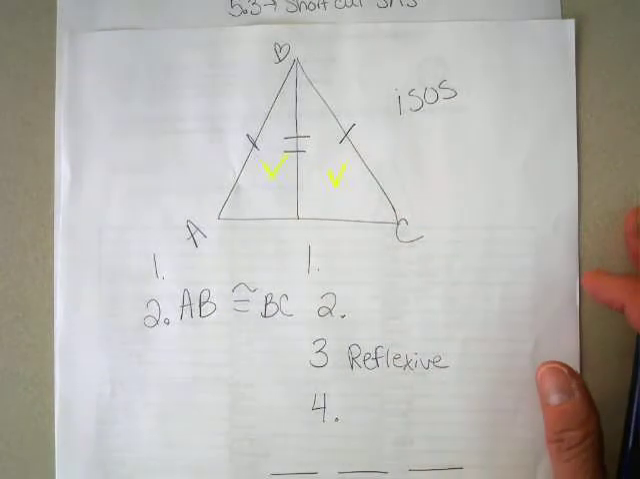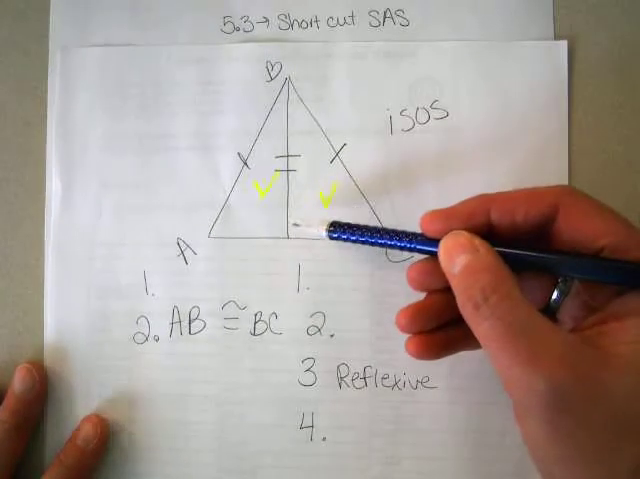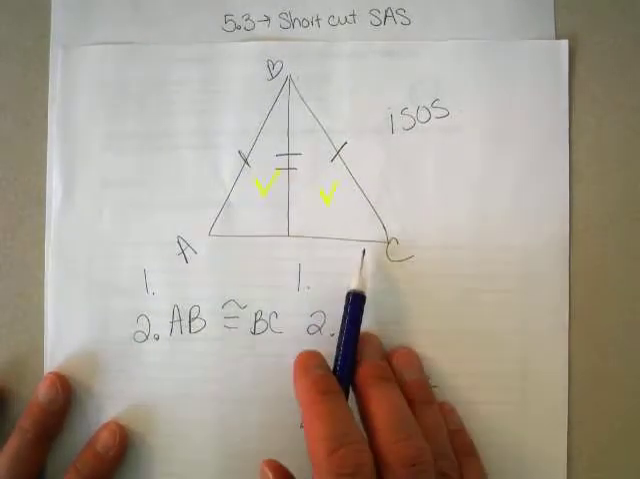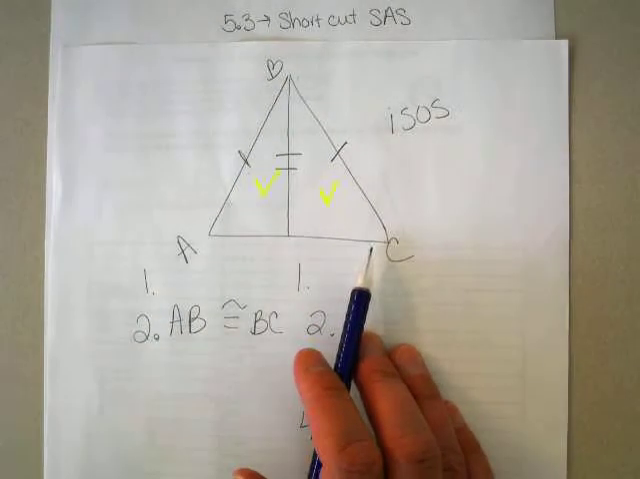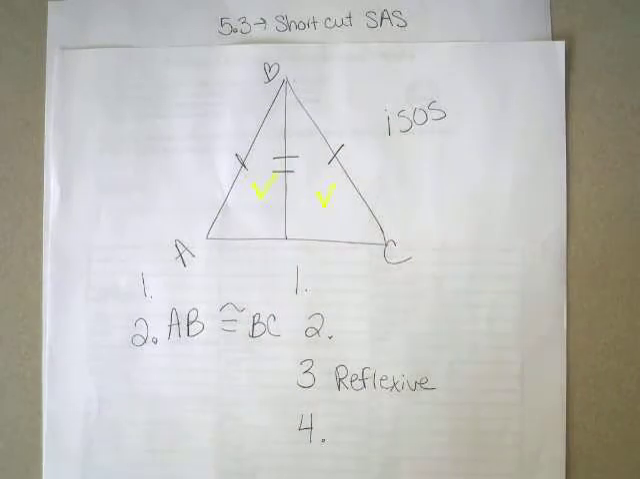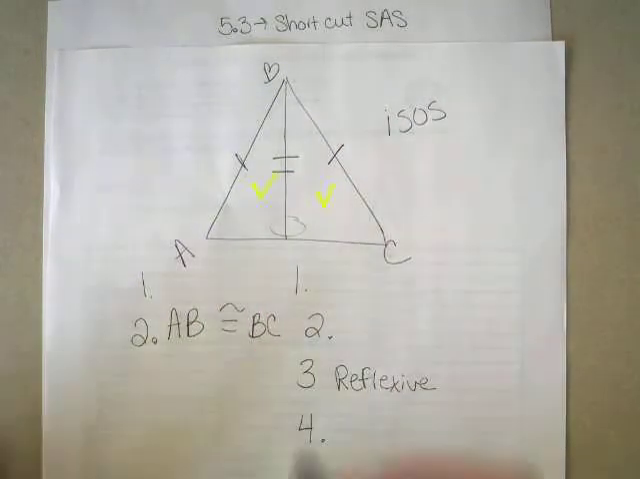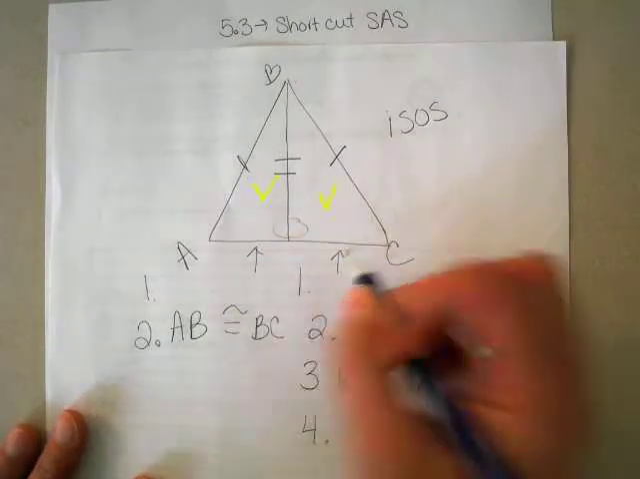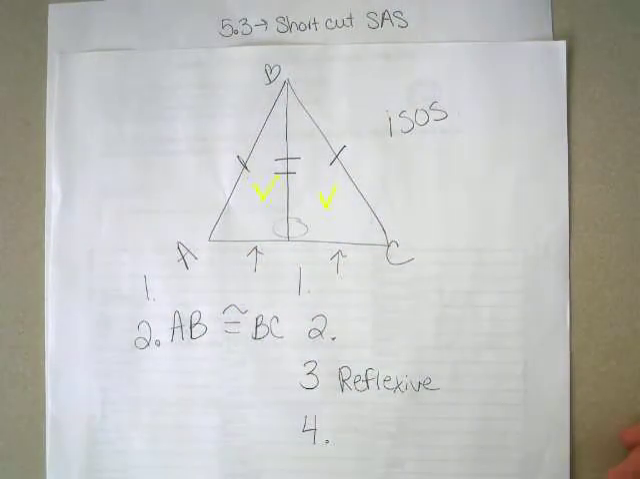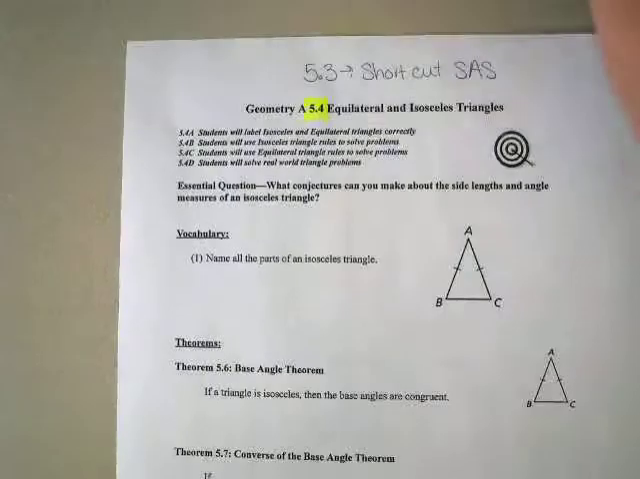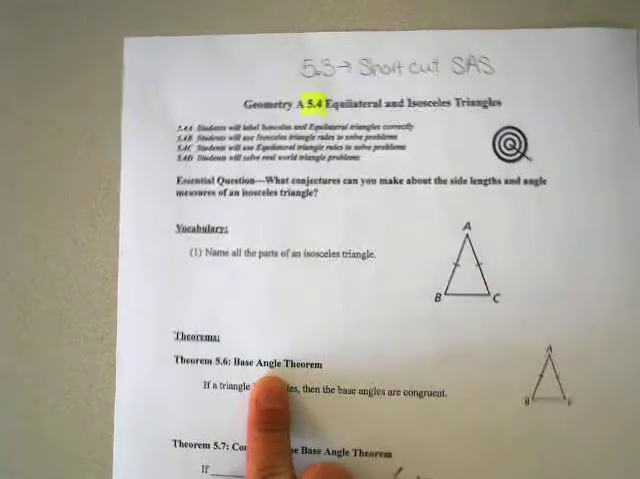And in the given, they don't tell you that this comes down perpendicular. They don't tell you that the bottom has been bisected. So there's no way to get this angle to be 90. There's no way to get this side to be congruent. And so you need the theorem for today's lesson. So you need this theorem down here.